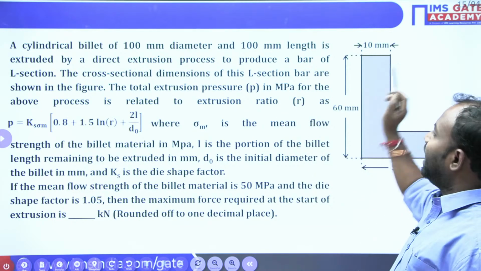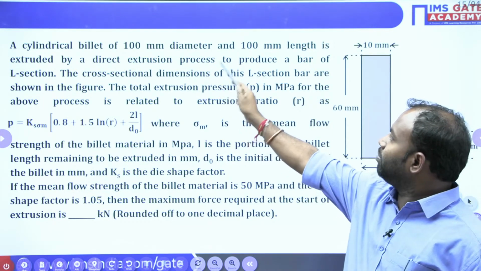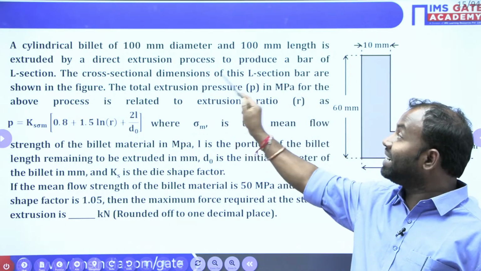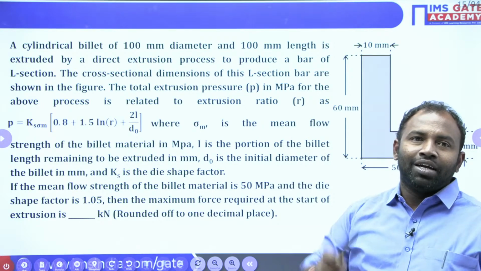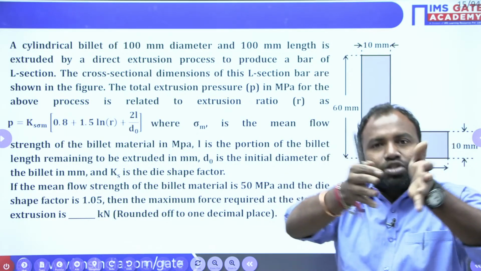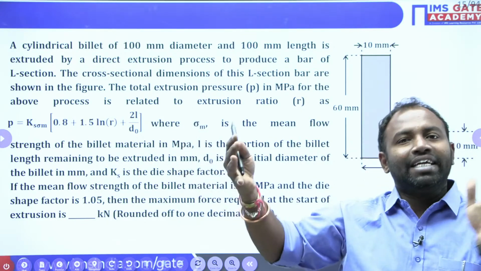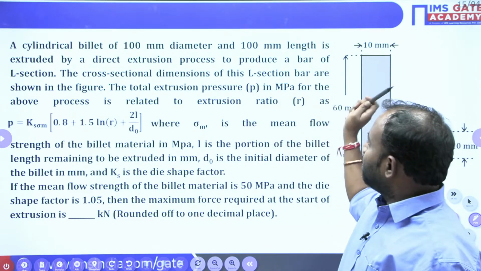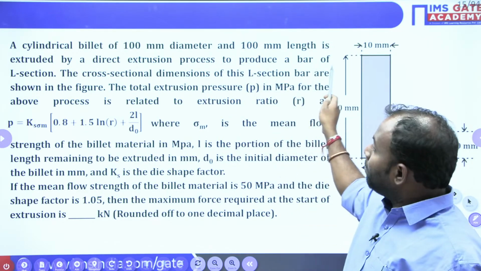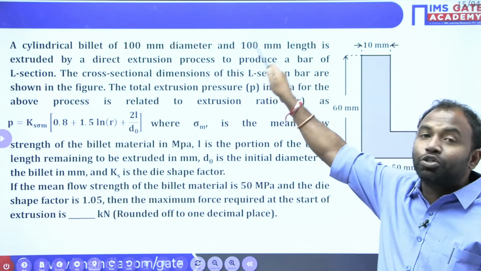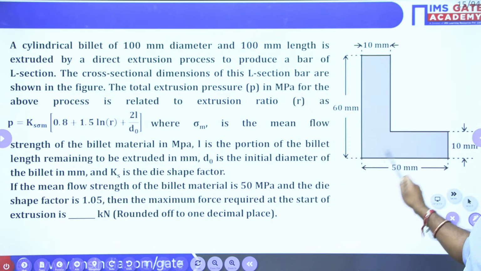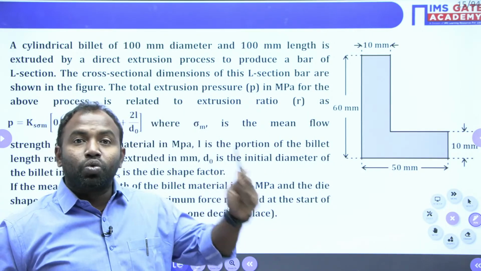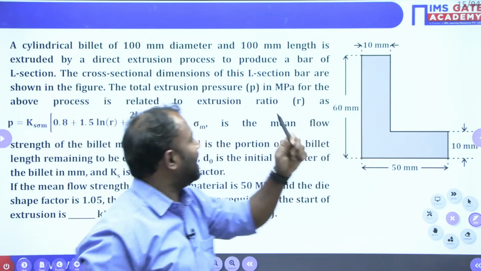A cylindrical billet of diameter 100 mm and 100 mm length is extruded by direct extrusion process. That is, a 100 mm diameter workpiece, and it is also having 100 mm length, and it is extruded by direct extrusion process to produce a bar of L section. So through this extrusion process, they are producing the L section component. Through this direct extrusion process, they are going to produce the L section bar.